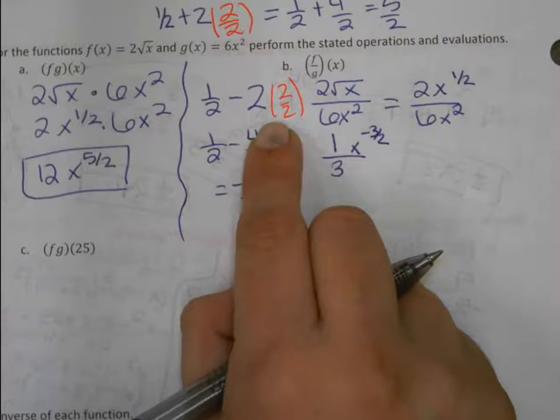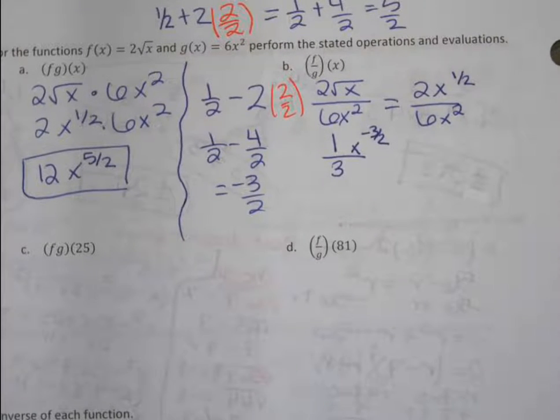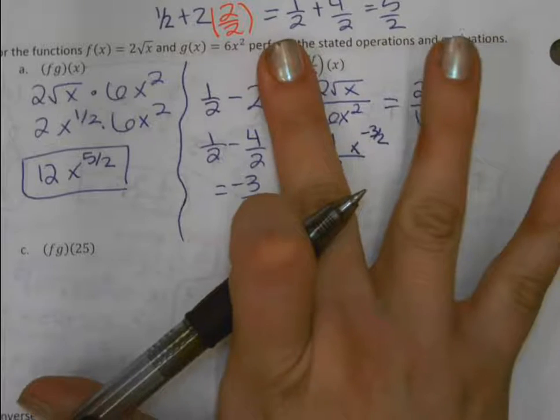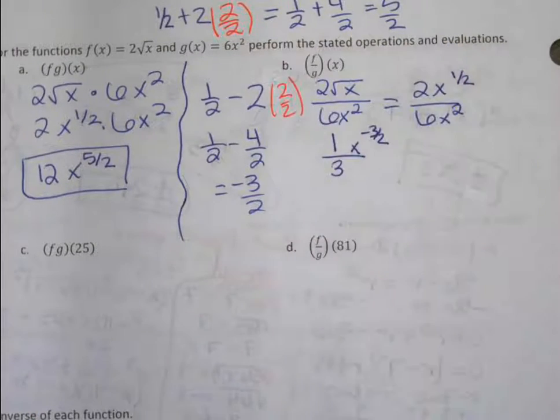2 times 2/2, because I needed them to have the same denominator to subtract the fractions. No, they didn't. No, the 2 is what I had. I didn't have 2 over 2. Because, yeah, it's 2 over 1.